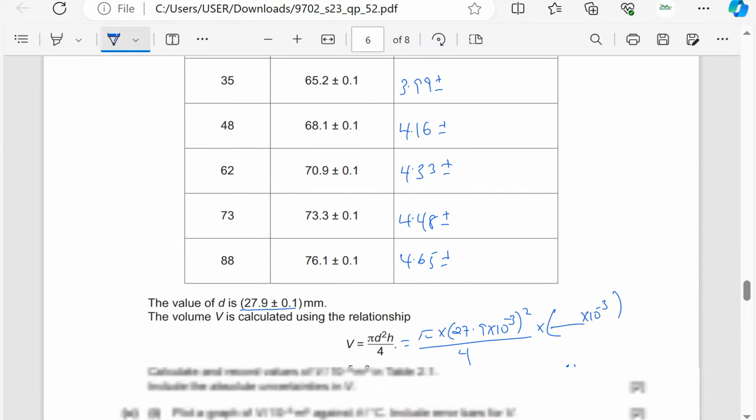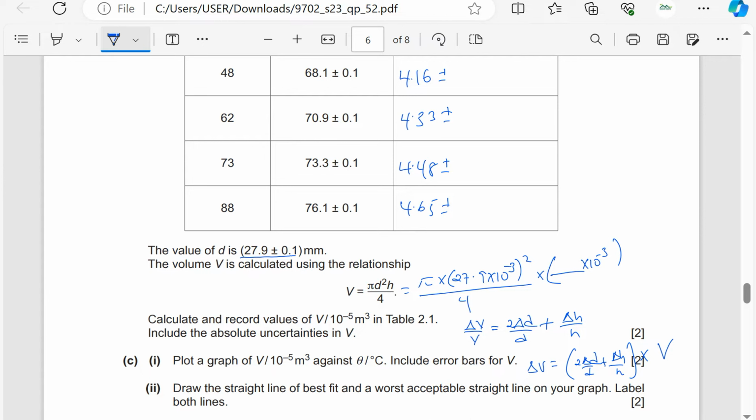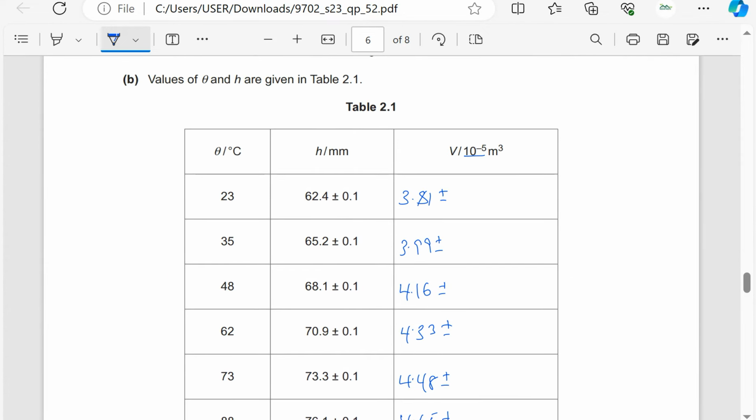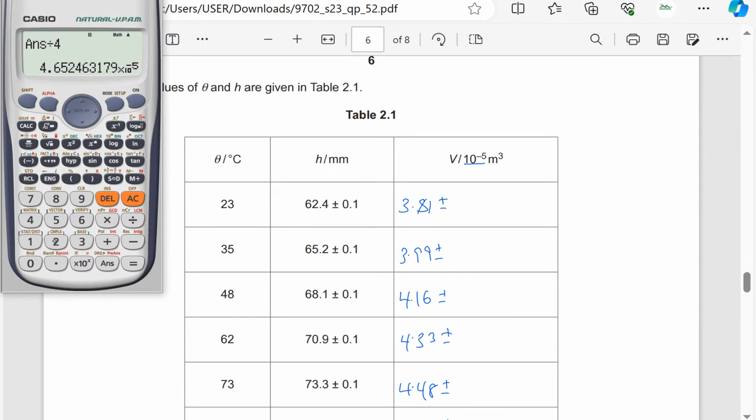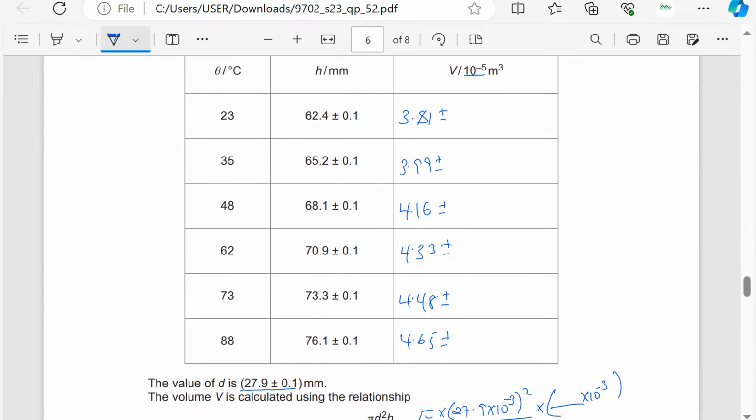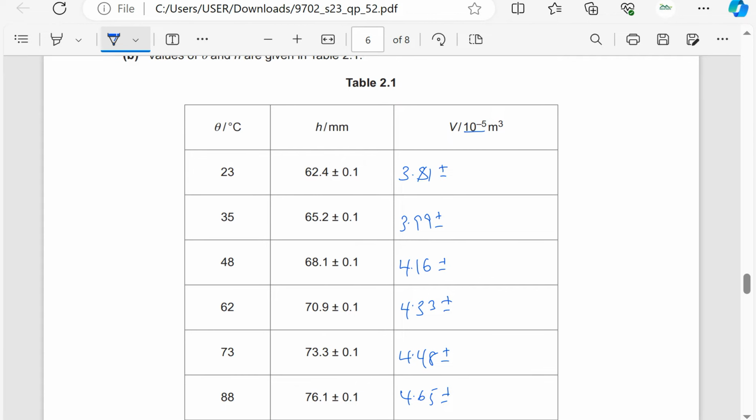So for the uncertainties, I don't need the power of 10. I don't even need to convert. Remember, it is twice absolute fraction in D plus fraction in H, then times the value of V there. So I'll just use the values here. So it is twice fractional in D. The absolute uncertainty in D was 0.1. It is 0.1, so I don't need to waste time.